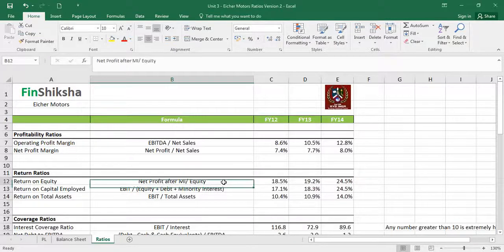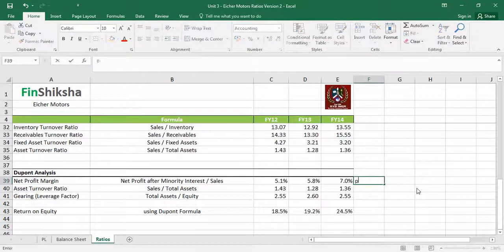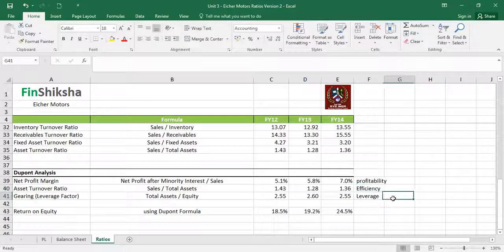Now, let's try and decode the Dupont analysis as we go along. So return on equity is jumping, but why is it actually jumping? This part shows profitability. This part here shows efficiency, right? And this part here will show what is the leverage or capital structure of the firm, right? Now we note that in the leverage, there is no change. Efficiency, there is a slight decline. Profitability, there is a jump.